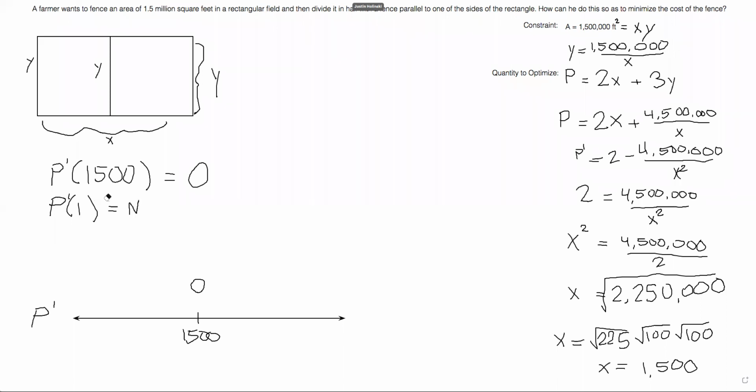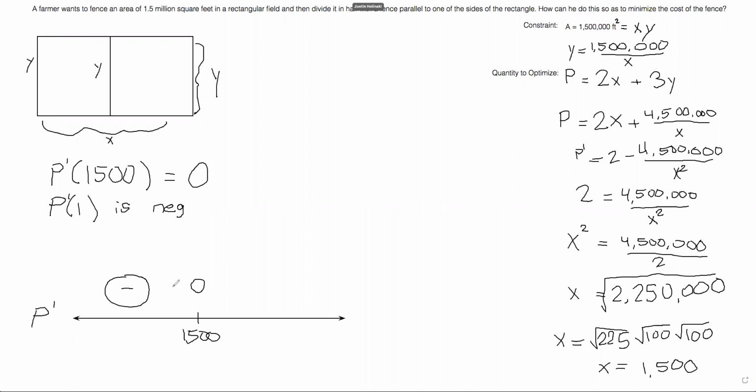And I want to be proper with my notation. So P prime of 1 is negative. So once we have that information, we go to our sign chart, and then what I do is I just put a big minus sign right there to show that our function is decreasing on this interval. We're decreasing all the way up until we get to this critical value.